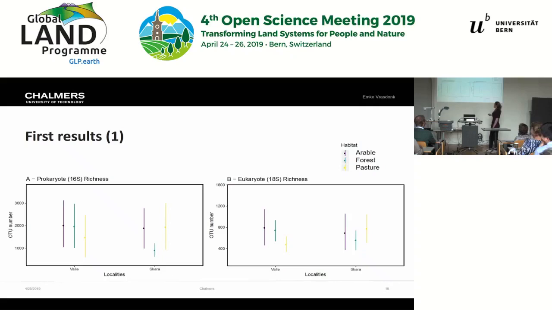We don't really see any significant difference between the habitats or locations, but this is only richness. So what we will do is we also will look at which taxonomic groups are actually in here. And then we also will look at the correlations between the soil characteristics, like potassium, phosphorus, some other soil characteristics, and the texture of the soil, like how much clay, how much silt is in there, to see if there's a correlation there or not.